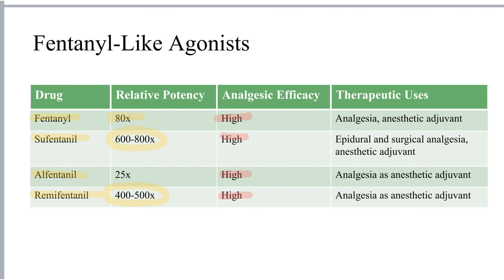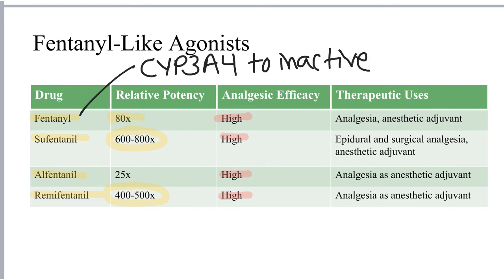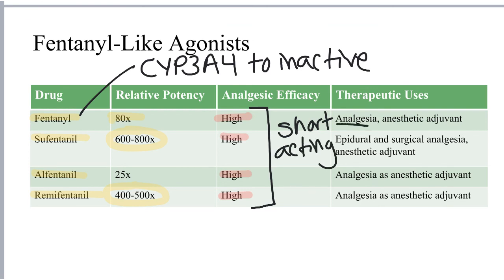An important thing to note about fentanyl is that it is metabolized to an inactive drug by cytochrome P450 CYP3A4. CYP3A4 activity is modified by smoking, among other changes, and therefore a table of drug-drug interactions should be consulted whenever fentanyl is administered. Another important difference of the fentanyl-like agonists compared to morphine is that they are very short-acting, and therefore they are primarily used to produce analgesia when given parenterally as an anesthetic adjuvant.